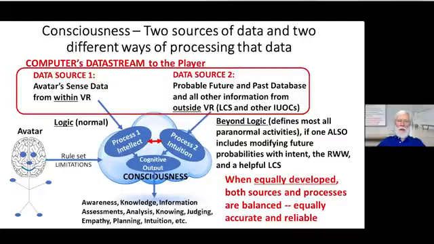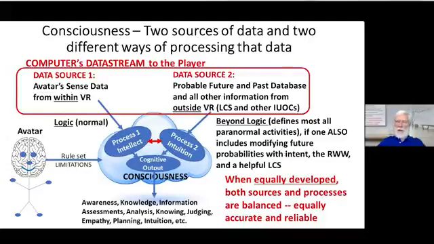So if the avatar gets hit over the head with an iron bar and loses its memory and slurs its words, this consciousness has to work with an avatar who can't remember anything and can't speak clearly. See? All right. When equally developed, both sources and processes are balanced, equally accurate and reliable. That makes a whole human being.